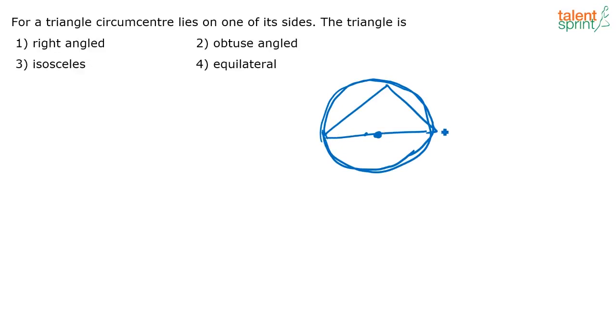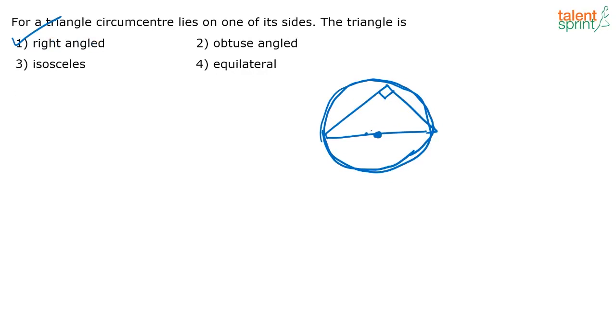Always remember, in a semicircle, the angle inscribed is 90 degrees. So this triangle that is formed like this has to be a right angled triangle. Yes, this is the circumcenter and this is the circumcircle. So the angle that is inscribed in a semicircle is always a right angle. So this triangle has to be a right angle triangle. That is option 1.